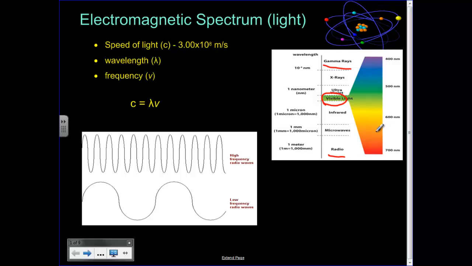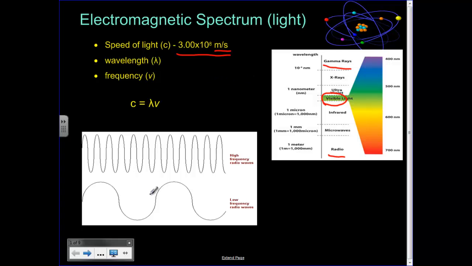But there are some simple characteristics of all waves that we have to consider. Number one, they all travel at the same speed, so they all have the same velocity. And the speed of light is 3.00 times 10 to the 8th meters per second. We want to pay really close attention to the units in this case, because as we start to do problems, we're going to have to consider those units.